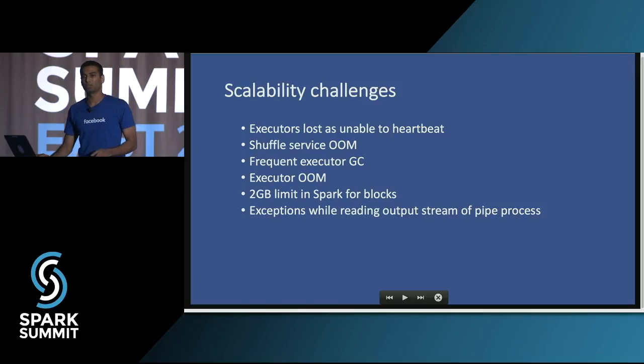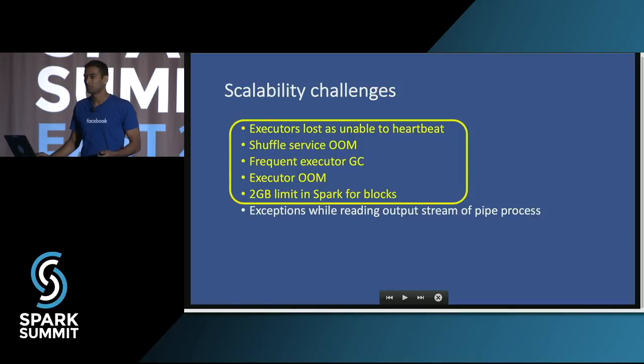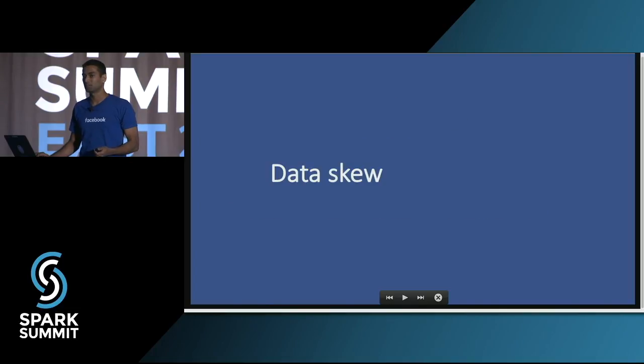As we tried to use this framework to process more and more data, we ran into some scalability problems. And these are the scalability problems at high level. As you can see, most of them are around OOMs or GC. Instead of chasing these problems one by one, we thought, let's understand why these problems are happening. At high level, we found out that most of these problems are attributed to just one cause, and that is data skew. Data skew is a well-known problem in data processing systems. Whenever you're distributing some data based on some key, and there are a lot of rows corresponding to a particular key, then the node which is processing that chunk of data will take a lot of time.